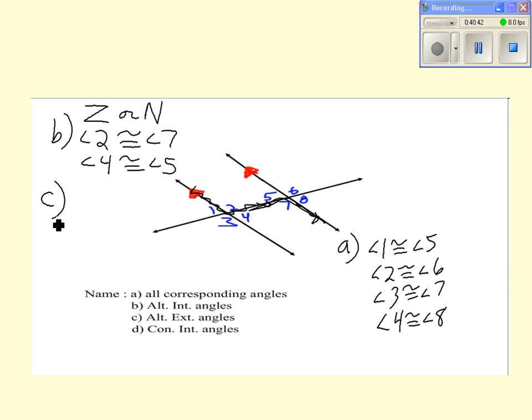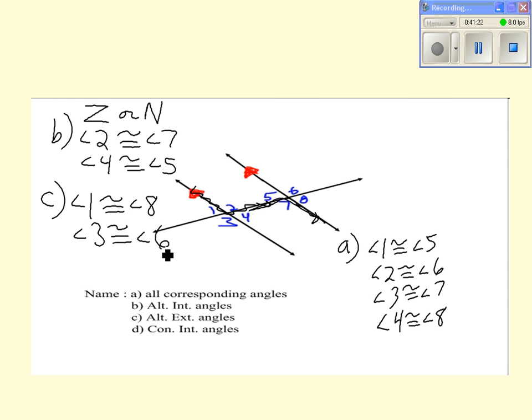Alternate exterior angles. Opposite corners on the outside. And again, our theorem that we just went over a few minutes ago told us that they had to be the same as each other, or congruent. So angle 1 is congruent to angle 8. What's the other pair? Good. Angle 3 is congruent to angle 6. Remember, for all those, there'll be 2 pairs. The only one that's got more than that are the corresponding angles, the ones where you shove the lines together and get them to overlap each other.